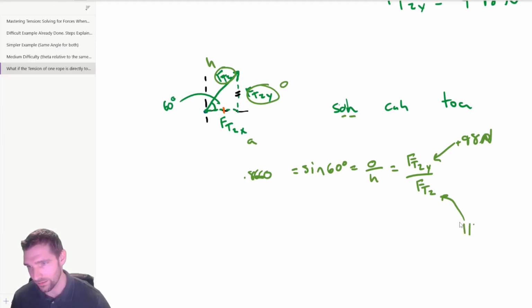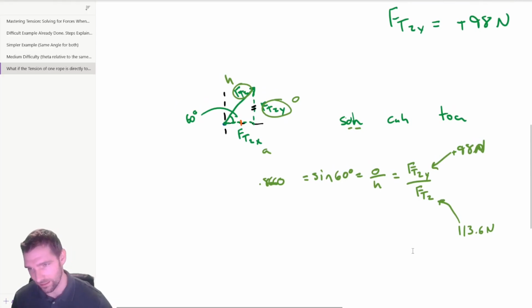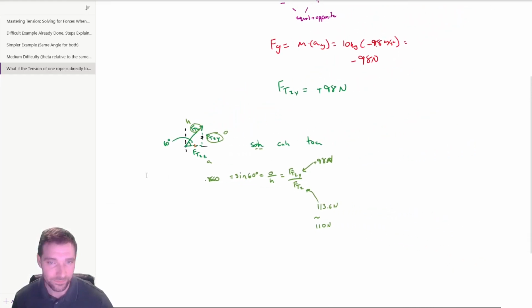So this is like 113.6 newtons. If we're keeping this accurate to 2 sig figs, then we'd have to do a little rounding there. So that would maybe be like, what would that be? 110 newtons. If we're trying to keep it rounded to that degree of accuracy.